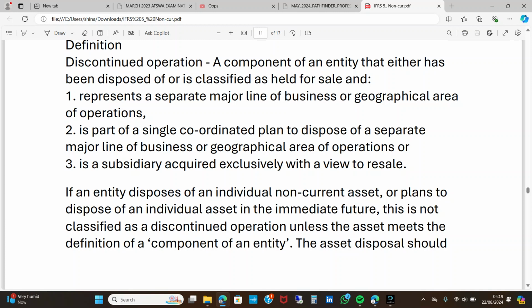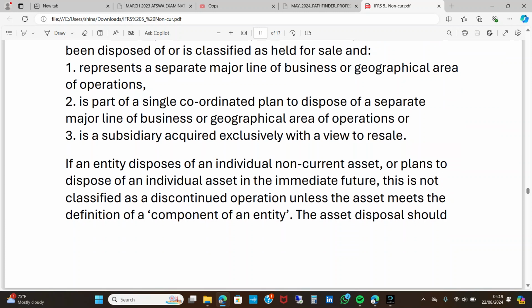So I'll come again. A component is what? A separate major line of business or geographical area of what? Operation. Then it's part of a single coordinated plan to dispose of a separate major line of business or geographical area of operations. So that means we want to sell it off, but we want to be selling off in what? In bits, but it is still part of a total plan to sell off either the major line of business or geographical area of operation.